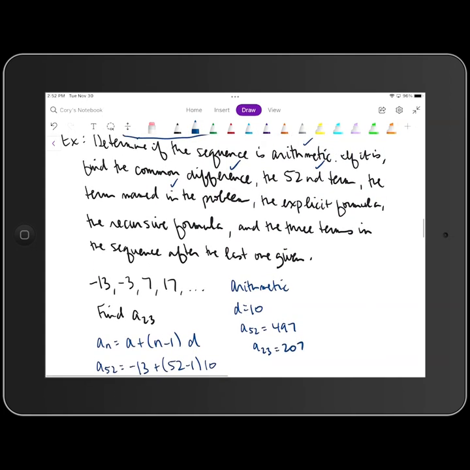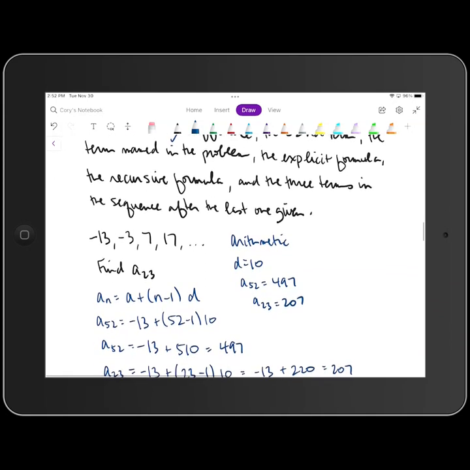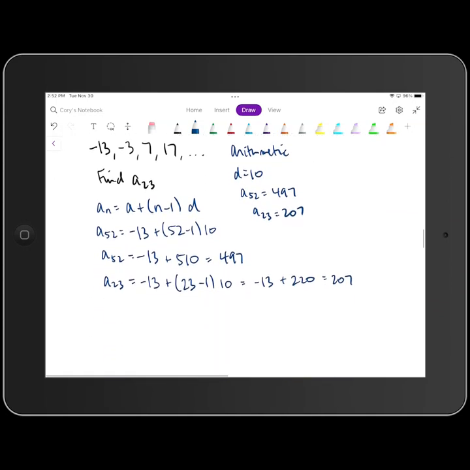Okay, so that's the term named in the problem. We want to do the explicit formula next. So for the explicit formula, we're going to take this same formula and write that formula in terms of the variable n. So we just want to calculate that formula in terms of n.